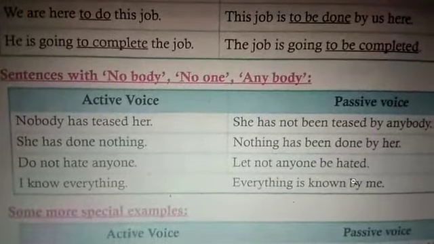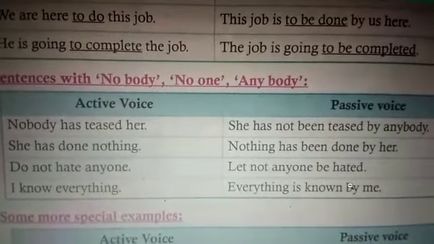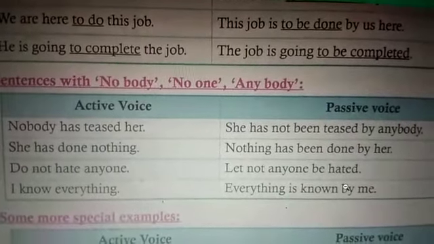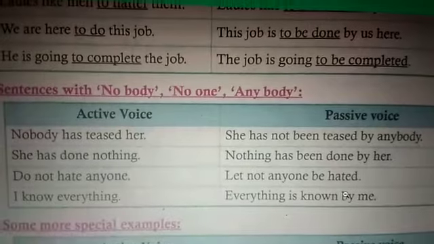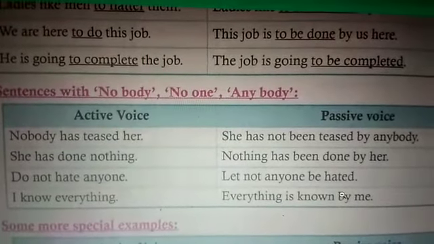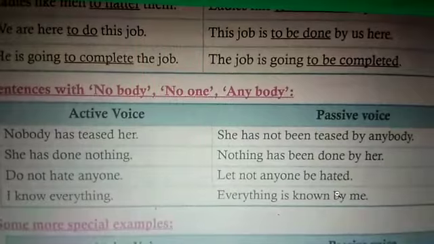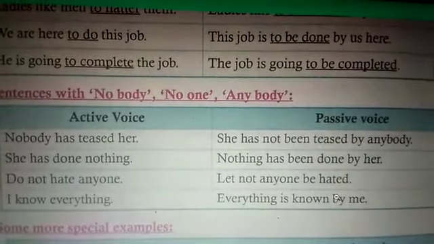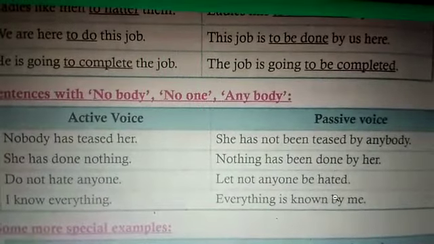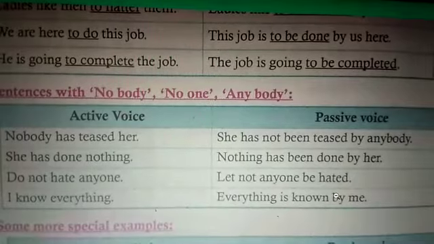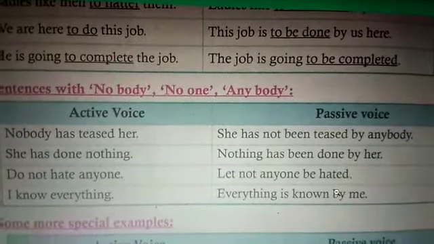sentences with nobody, no one, anybody. In active voice, you see, nobody has teased her. Teased means, you know, making fun. So passive voice, she has not been. Has, have, had comes means you have to use been. So what will be the answer here? She has not been teased by anybody. So nobody will become anybody when it comes to the object place.